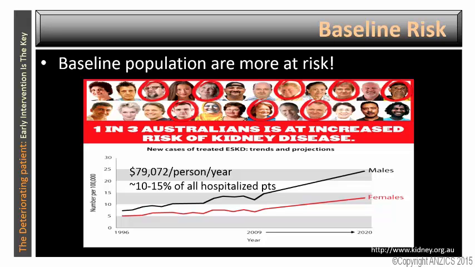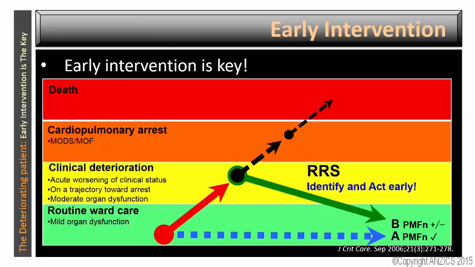We also know that the baseline population in Australia and New Zealand is at risk. 1 in 3 patients are at risk of developing kidney disease, and if these patients who get admitted to hospital are not treated promptly, they have a risk of developing end-stage renal disease, and there's a significant cost associated with managing such patients. So early intervention is the key, and the rapid response system does have a big role to play.